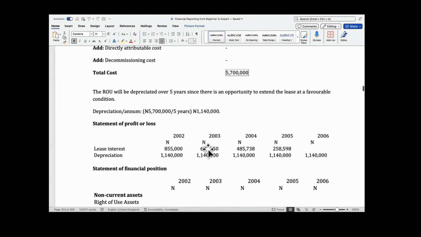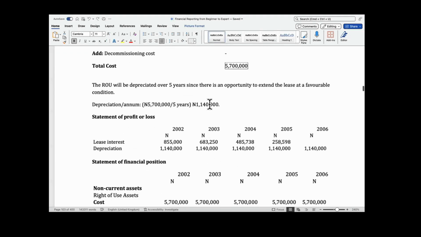Secondly, the item that also goes to P&L is this depreciation. You see that it is an equal amount every year, because all we just did is to spread the cost over the lease term. So equal.